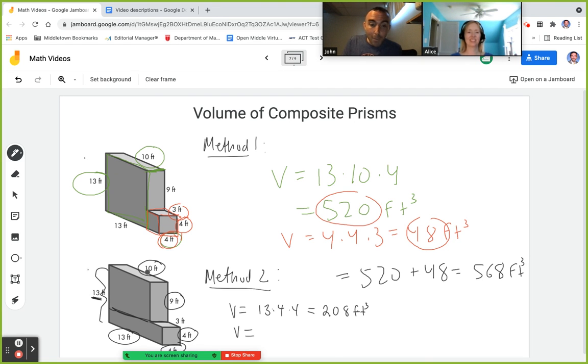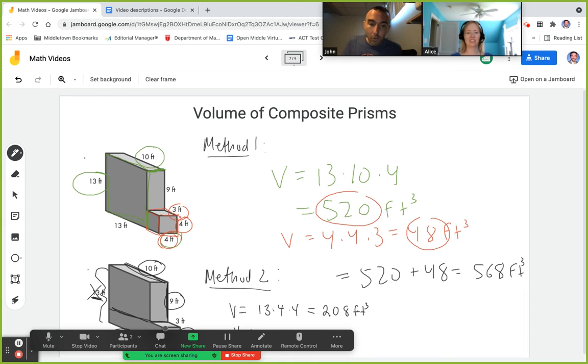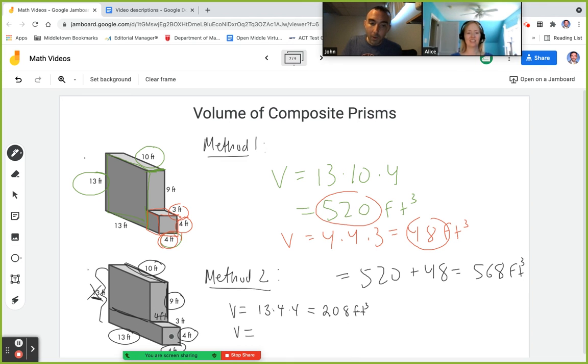So for the top part, I have the 10, I have the 9. Because I'm using the 9, I would not use this 13. I don't want to confuse myself with the two different heights. And then the distance across also would be 4. This wasn't labeled, but we can assume it because it was labeled down here. So that part would be 10 times 9 times 4, which is 360 cubic feet. And then since they're composite, we can add those volumes together and get the total volume. And I also get 568 cubic feet as my volume.